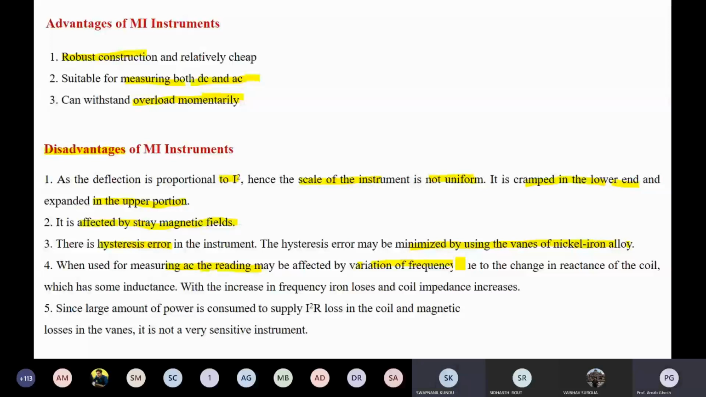Due to the variations of the frequency, the reading is affected, because the reactance of the coil will change.